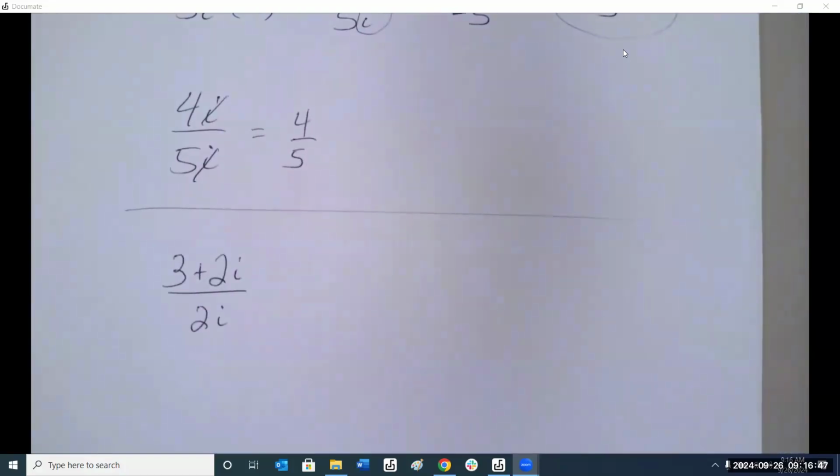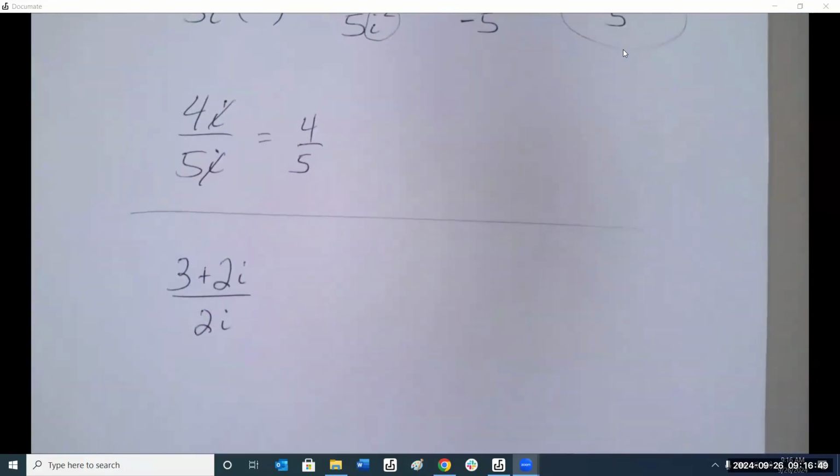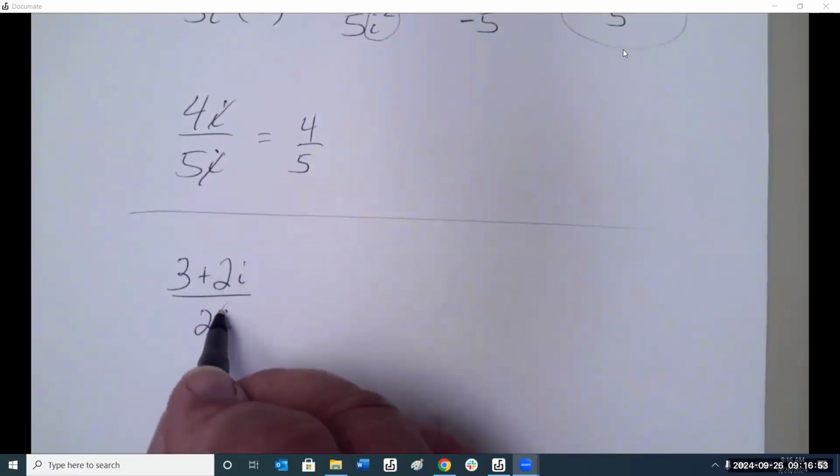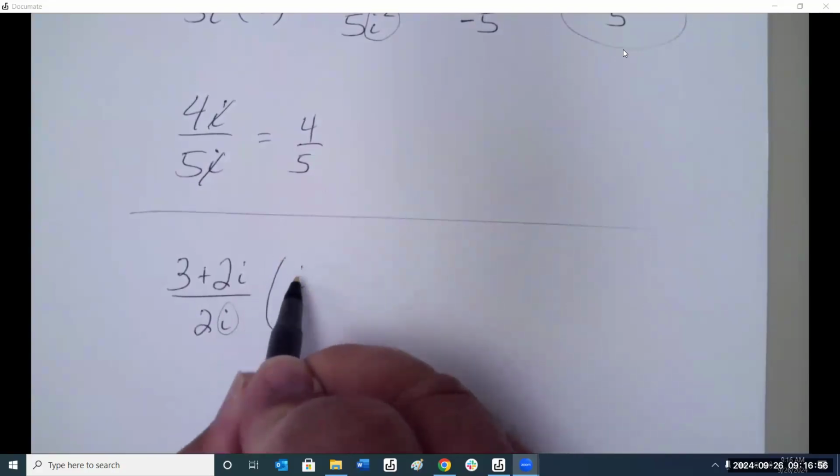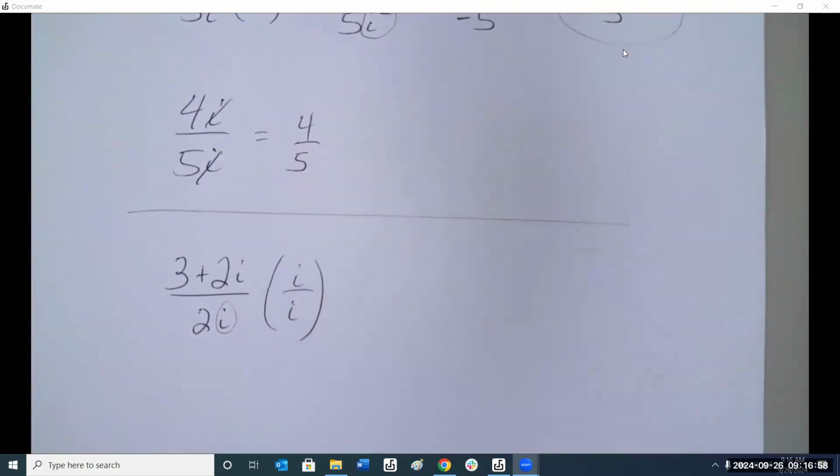What if you had this? You had a binomial on top and a monomial on the bottom. I would just multiply top and bottom by i.